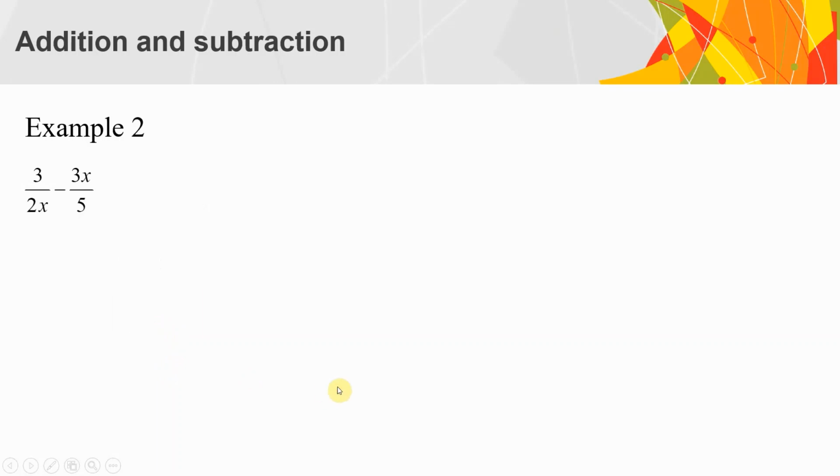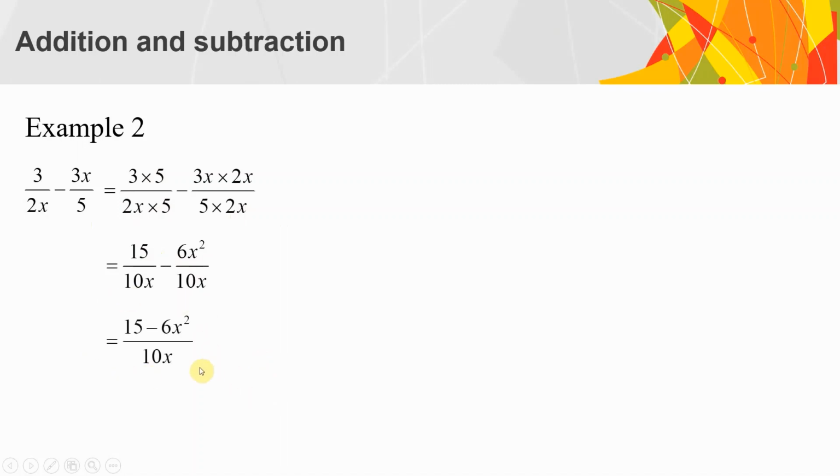Alright, example number 2. Now we have variables at the denominator, but don't worry. Remember the concept, we need to change the denominator to the same denominator for both. So we just cross multiply. For the first fraction, we multiply by 5. The other fraction, we multiply by 2x. So at the end, we get 10x as the denominator. And for the numerator, we just subtract them to get 15. So this is the final answer.